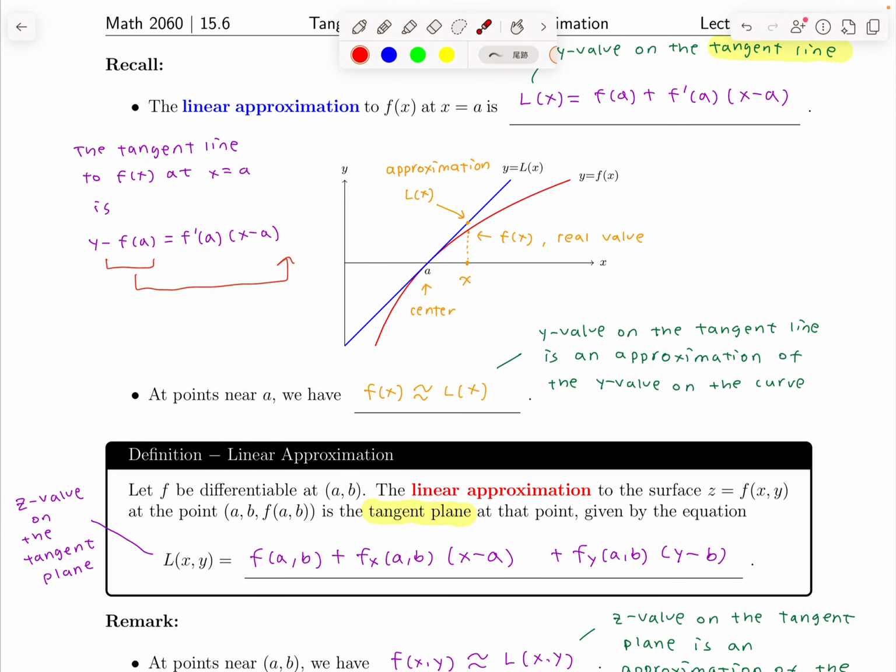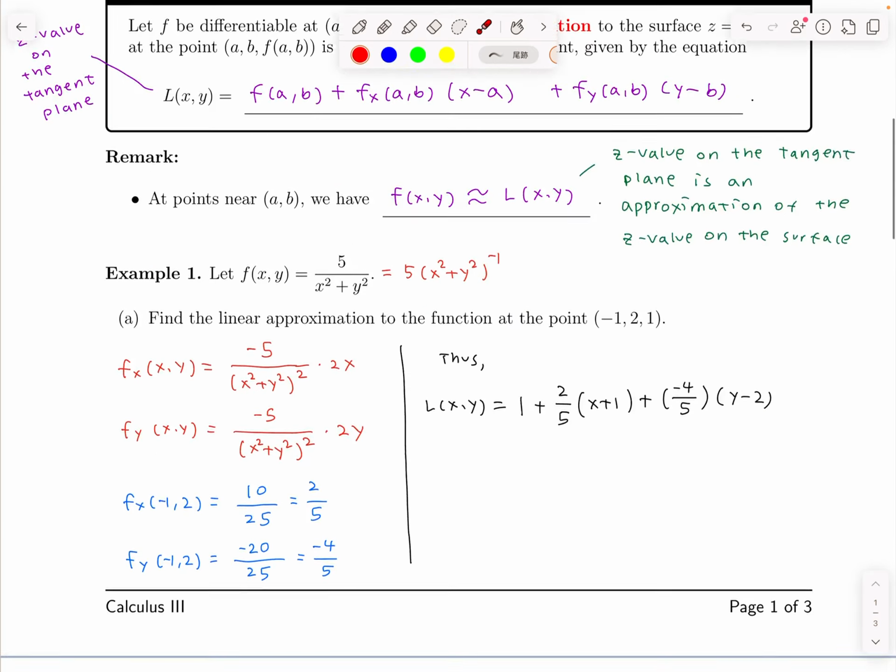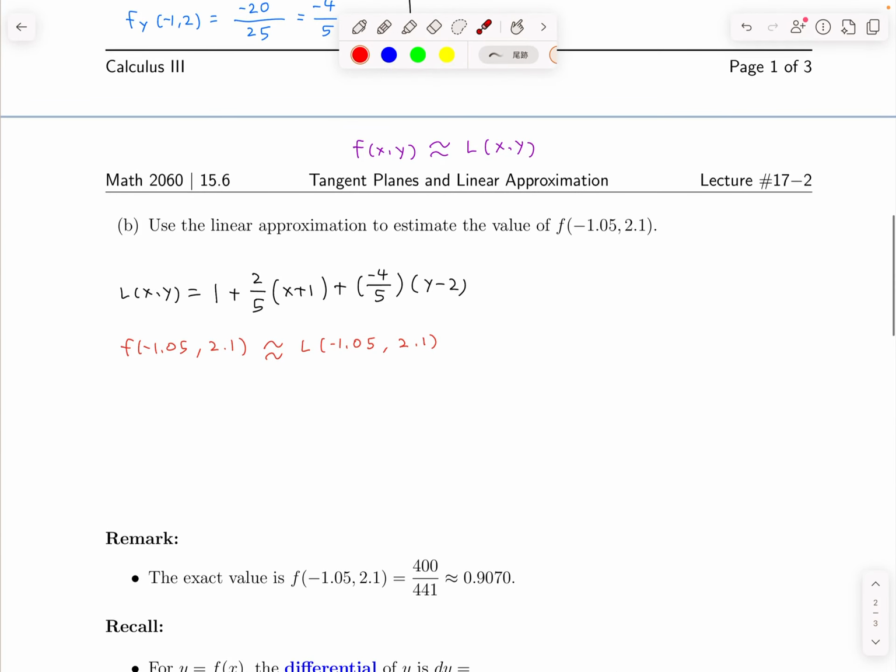When you extend this idea to Calc 3, you will see that the z values are not the same. So we use this notation, approximately equal. And then we will use the equal sign because right here, L of x comma y equals the whole thing right here. So you use the equal sign from here. And we have 1 plus 2 over 5 times our x value, negative 1.05 plus 1, minus 4 over 5 times our y value, 2.1 minus 2.